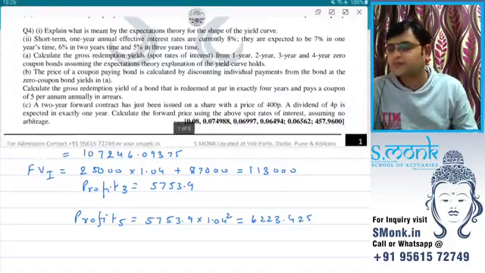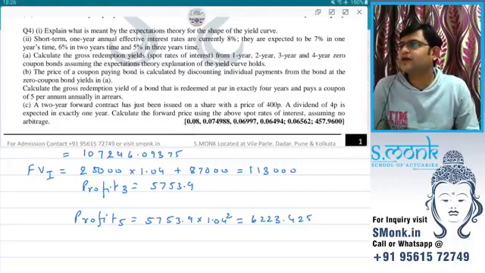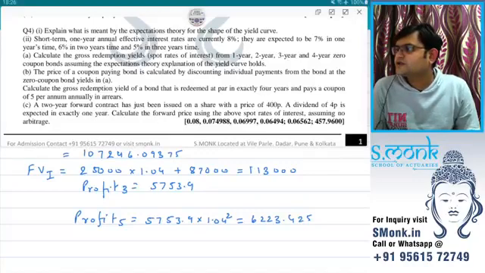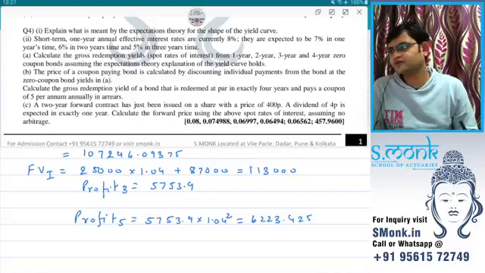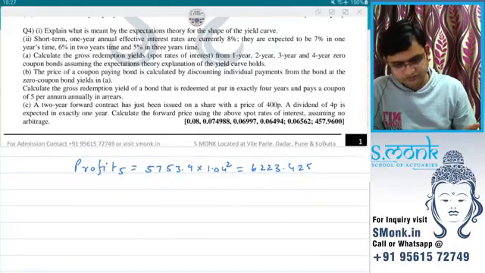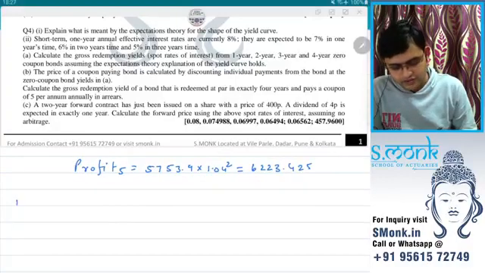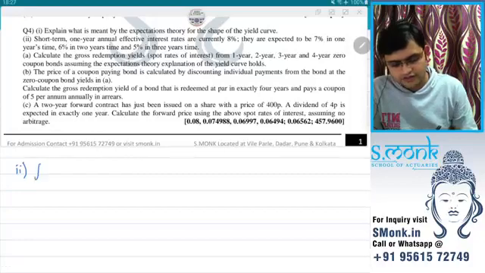Question number 4. Explain what is meant by the expectation theory. Okay, of course, that is the theory question. Then second part, short term, 1 year annual effective interest rate are currently 8%. They are expected to be 7%. So see, short term 1 year annual effective rate of interest. Currently, that means from time 0. So they are saying forward rate from time 0 for 1 year, that is nothing but y1.